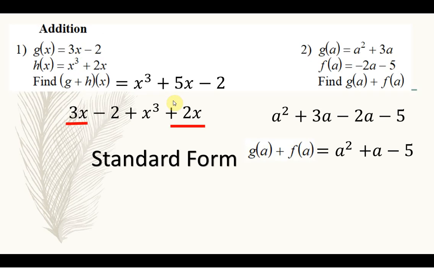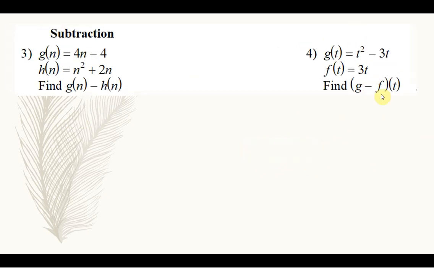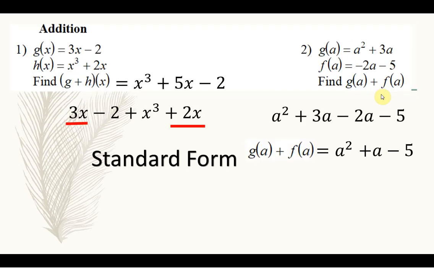Sorry, 3a minus 2a would be, and look at the notation. You have to write the notation, g of a plus f of a equals. That's what we're looking for. Pretty answers. Yes, don't just write the expression itself, a squared plus a minus 5, because that's not a function. It needs to be equal to. That will get you a 3, not a 4.